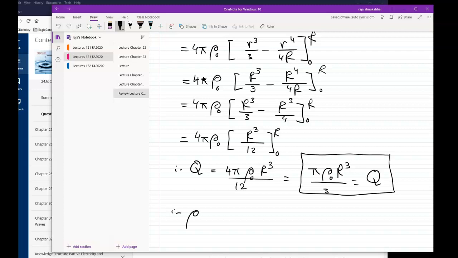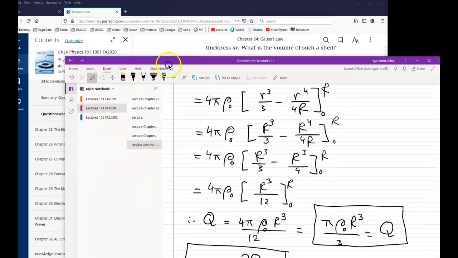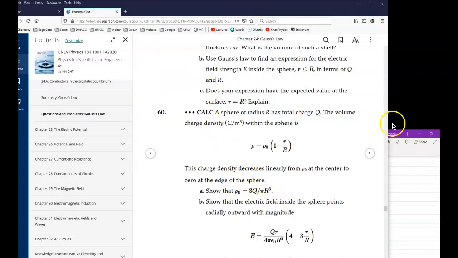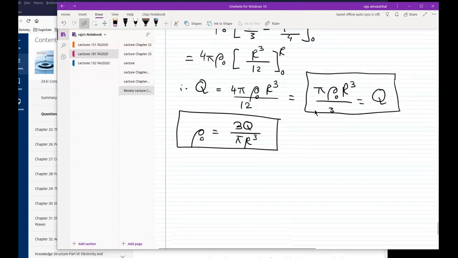Now, therefore, rho naught is equal to, trying to erase that thing, it's not erasing, there we go. Rho naught is equal to 3Q over pi R cubed. And there we go. Is that what he said? Go back. Shouldn't have moved that thing, but anyway. Yeah, we got the same thing, okay? There we go. That's the first part of the problem.